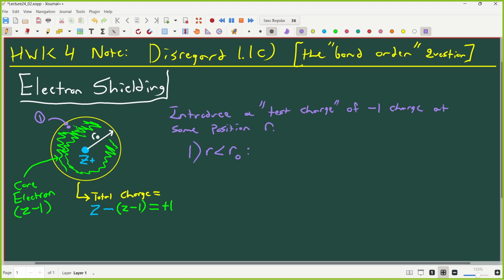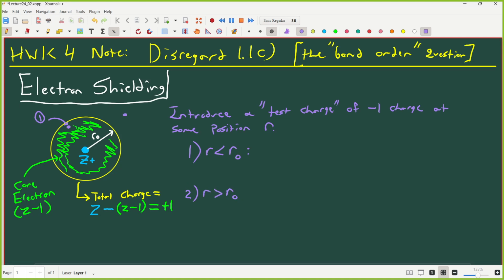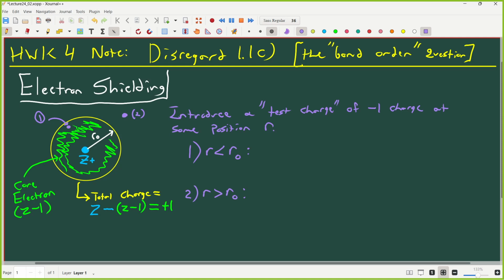Okay, and then the other option is r greater than r0. So maybe the electron has been placed way out here instead. 2. Okay. And the question I want to ask is, what kind of electrostatic forces do these two test charges feel? In other words, what charge does an electron in the core feel versus what does the valence electron very far away feel, effectively?